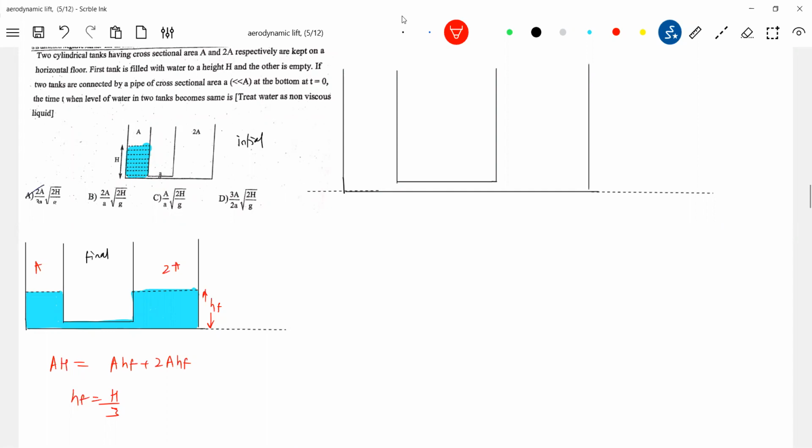After this, this is at t equals 0. What is the question asked? The time when the levels of water are at the final level. Agreed? At any instant of time, we'll take a condition. Somewhere the level will be here and this will be here, no? The level in the left cylinder will be decreasing and the level in the right cylinder will be increasing.